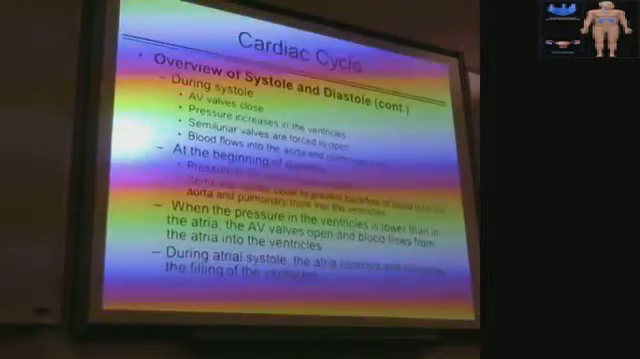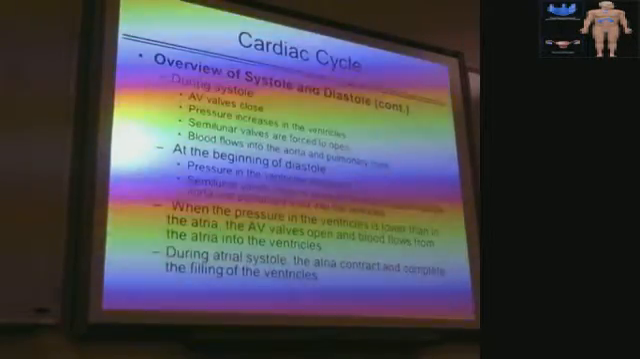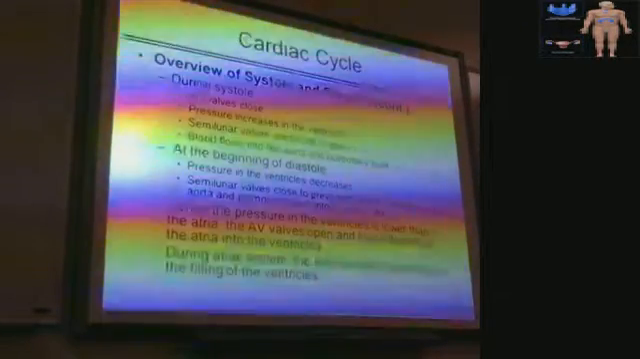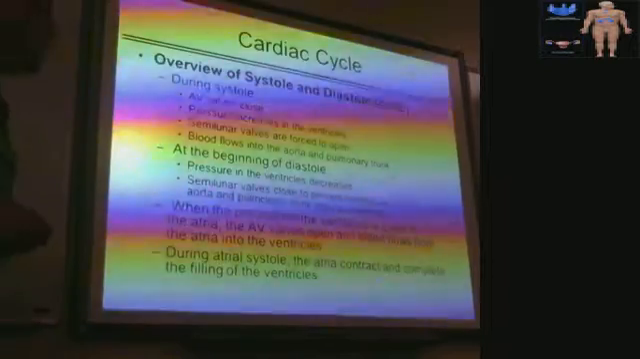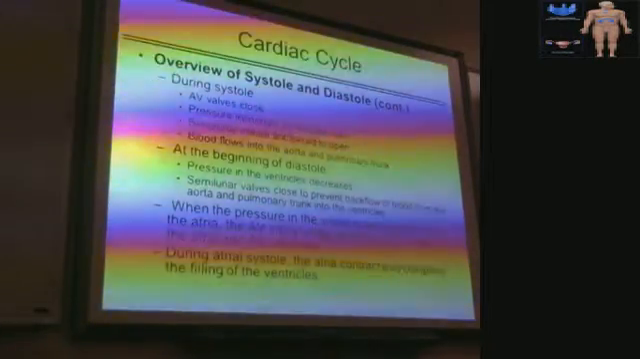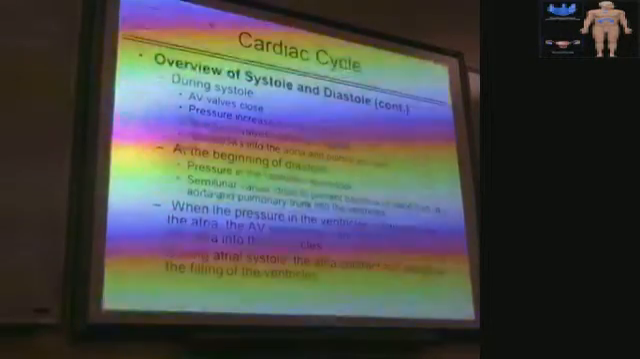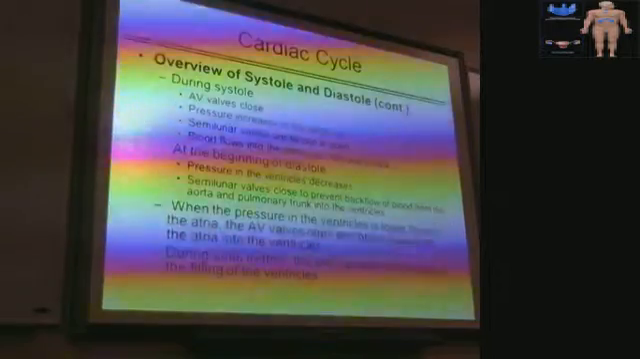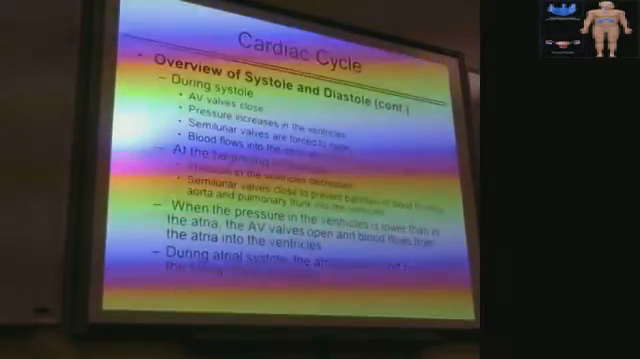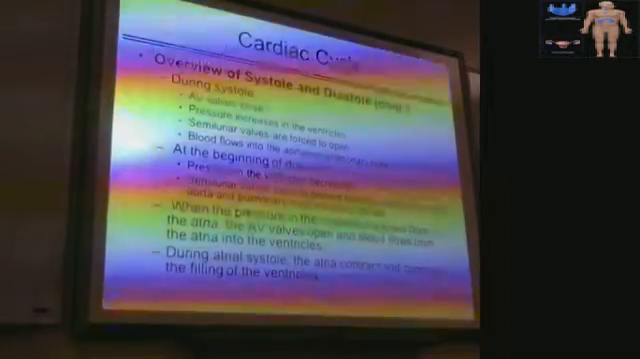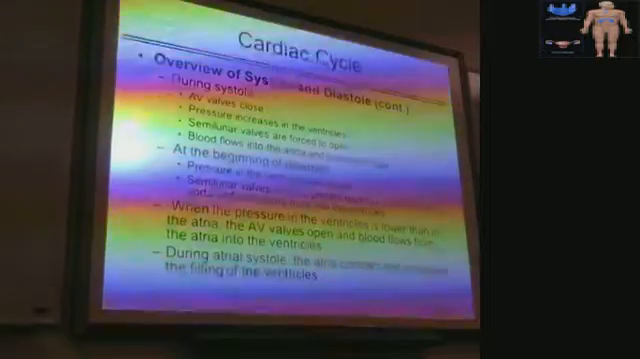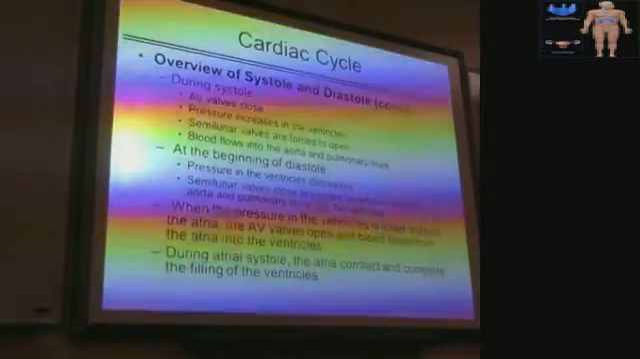At the beginning of the diastole, pressure in the ventricles decreases, and the semilunar valves close to prevent backflow of the blood from the aorta and the pulmonary trunk into the ventricles. Okay, and when the pressure in the ventricles is lower than in the atria, the AV valves open and the blood flows from the atria into the ventricle.